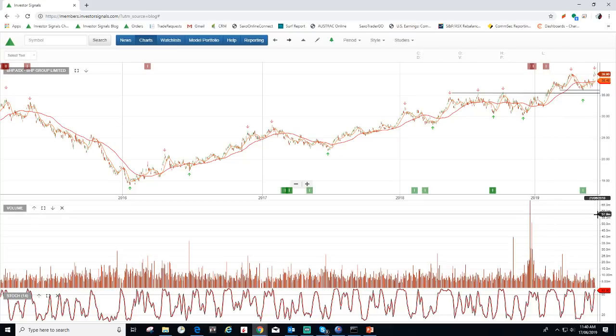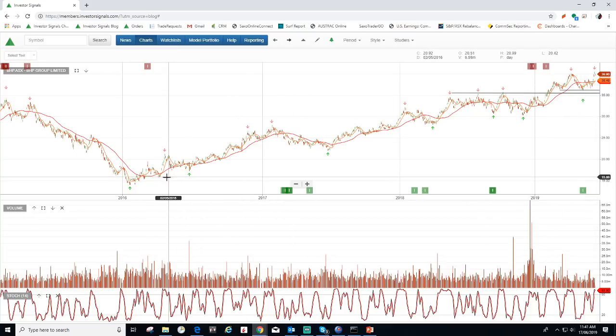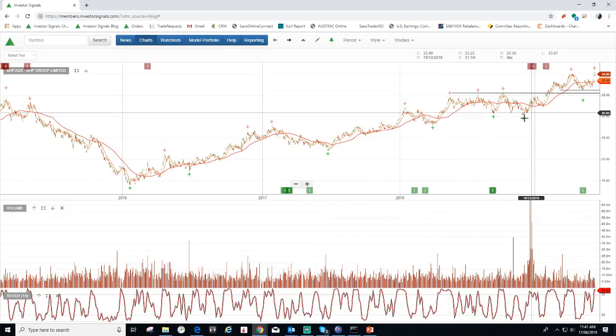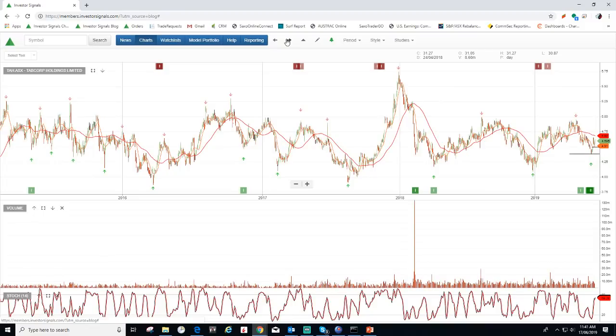BHP switched from sell conditions to buy. For the most part of 2017 and 18, BHP was in buy conditions. We had a short period where it was removed from the model and then it was added back in again. In line with our view that the market's close to full value, we think BHP's pretty full value at around $40. Tabcorp, we've seen the correction here back down to $4.30, $4.40.